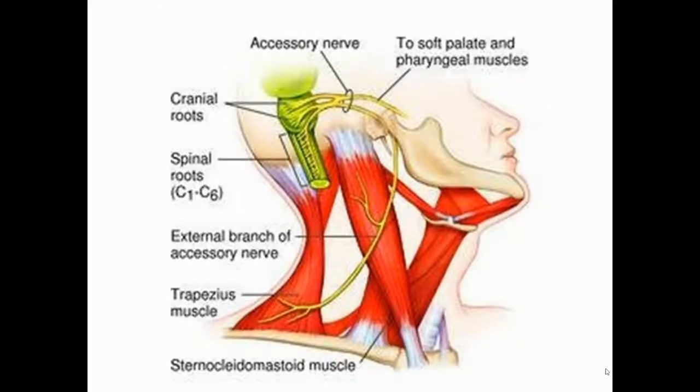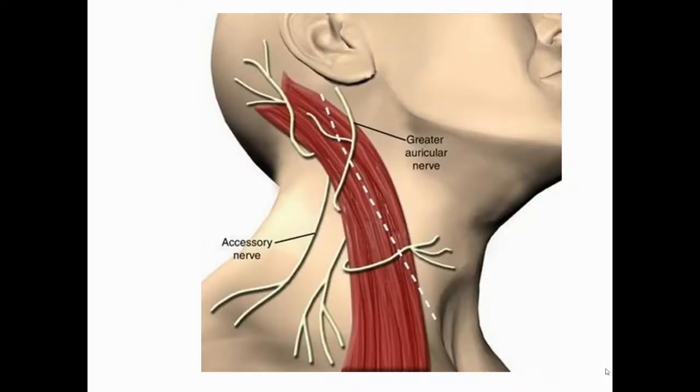We can see here the accessory nerve. There is the spinal part, which we can see is supplied to the trapezius muscle, and the other part is supplied to the soft palate and pharyngeal muscles. Accessory nerve we can see here.